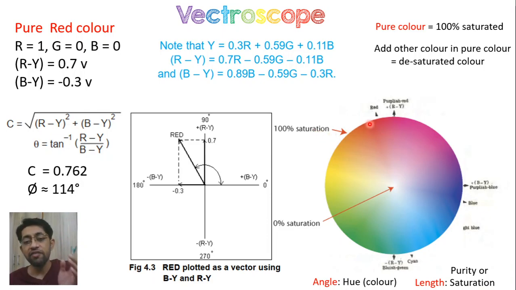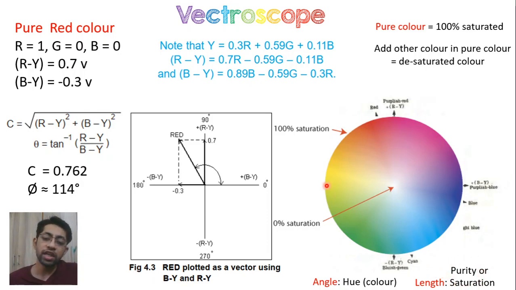So here you can see that as we keep on adding the white, the length of the vector reduces, and at one time it will become pure white. So there isn't any R minus Y component, there isn't any B minus Y component, and the length of the vector becomes zero. So you can see that in the center only white color is there, which represents the zero location of this plot. So here we come to know that the length of the vector represents the purity of the color, or it represents saturation.